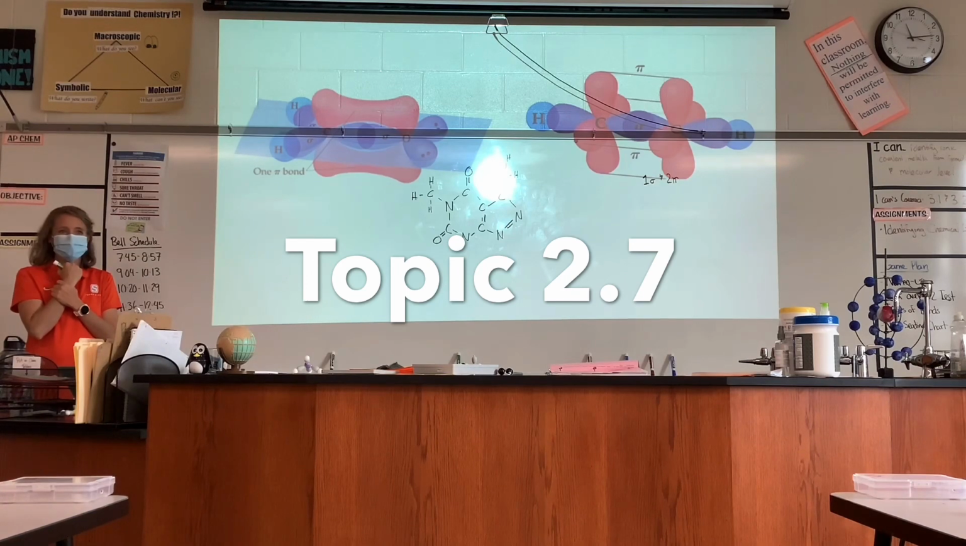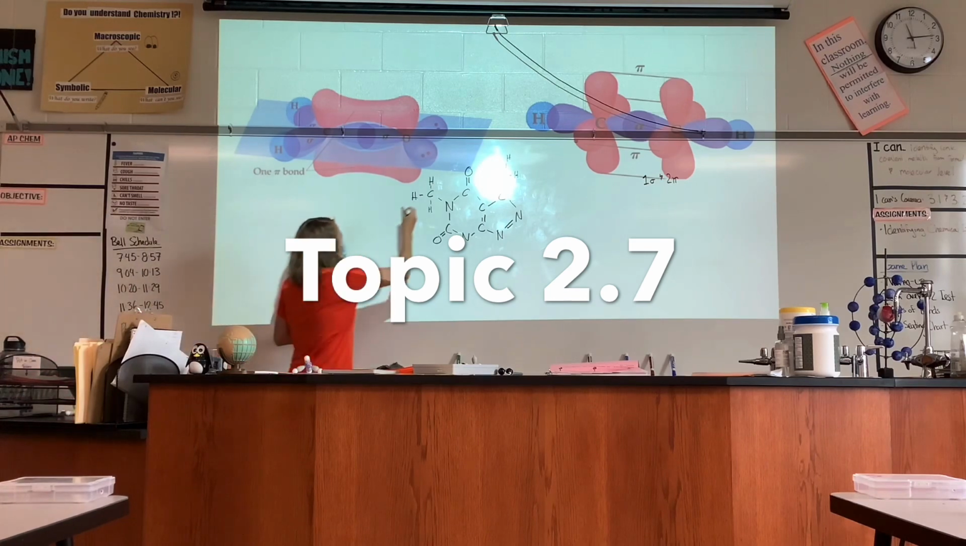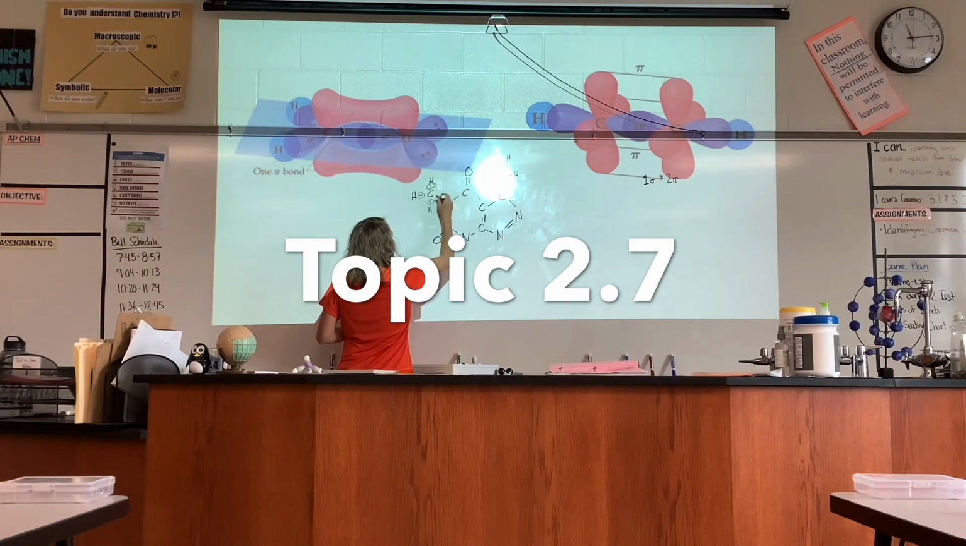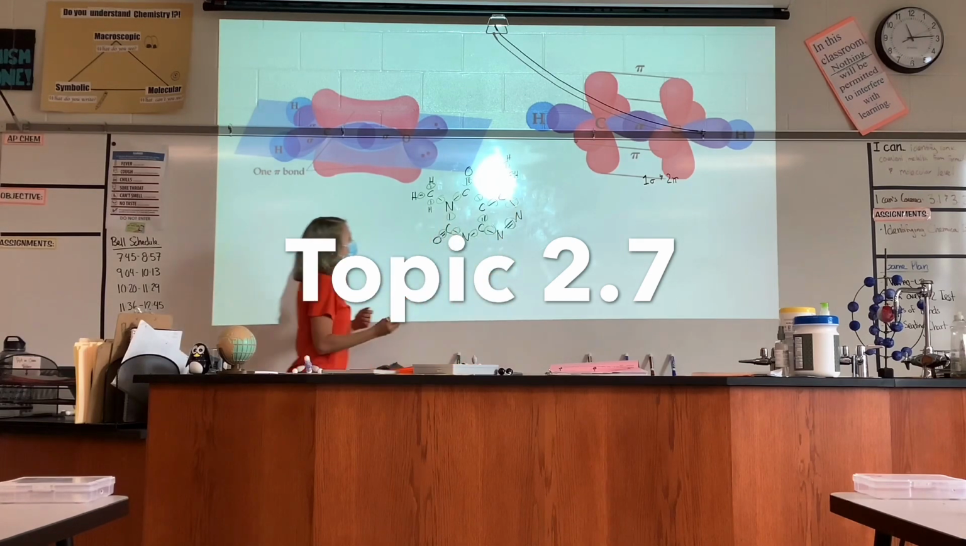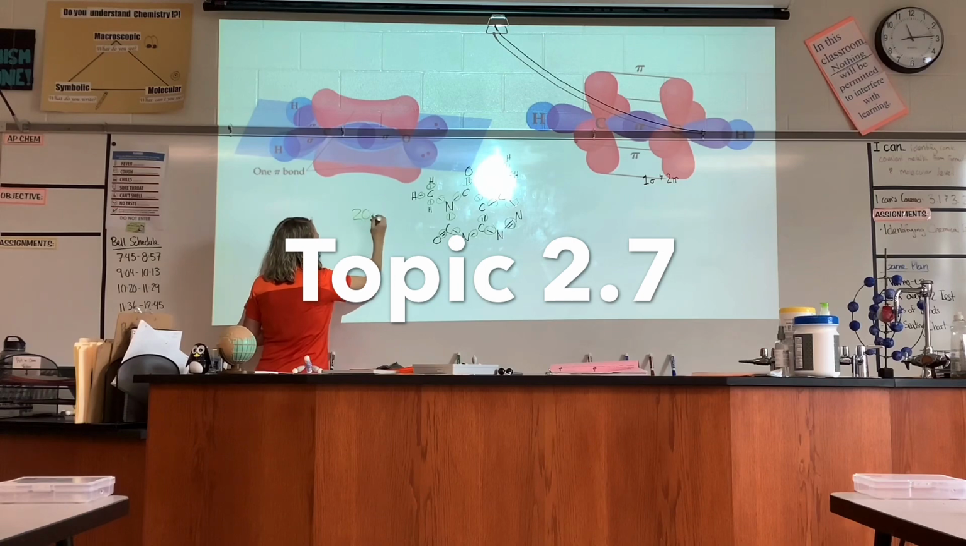Alright, okay, ready to check it? I think we're all understanding which is the big key here. Sigma bonds are in every bond. So first step, just count how many bonds there are. 1, 2, 3, 4, 5, 6, 7, 8, 9, 10, 11, 12, 13, 14, 15, 16, 17, 18, 19, 20. If you said 20 sigma bonds, you are correct.